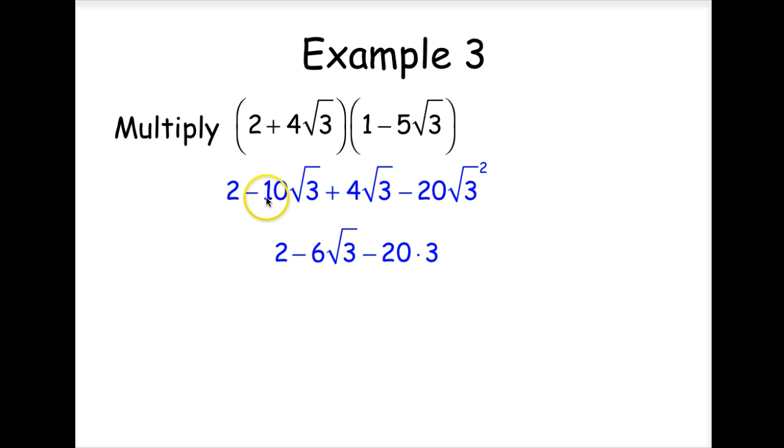Start to simplify. Negative 10 plus 4 is negative 6. And we can pull a 3 out from under the radical here, so 20 times 3 would give us 60. Again, we've got some like terms. 2 minus 60 is negative 58 minus 6 square root of 3.